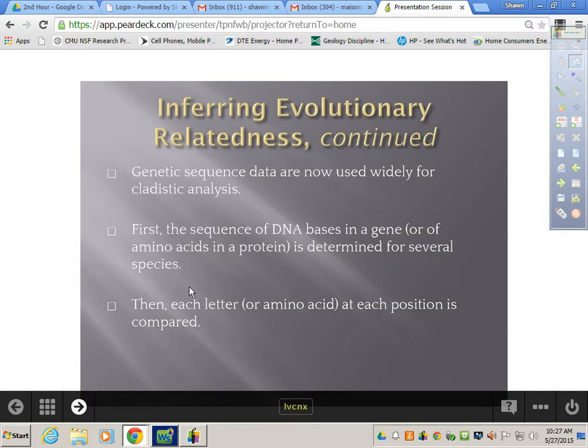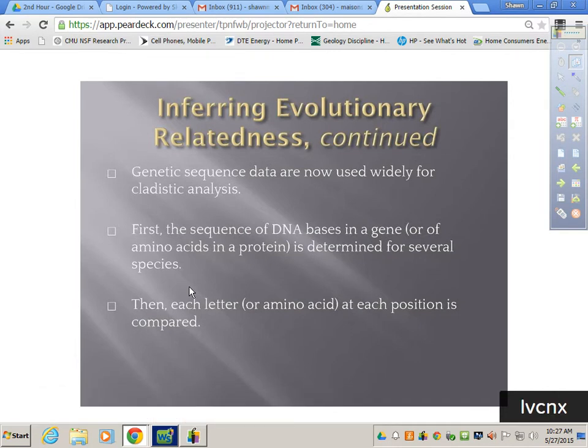So genetic sequence data are now used widely for cladistic analysis. First, the sequence of DNA based on a gene or several amino acids in a protein is determined for the different species. And then each letter or amino acid at each position is going to be compared to the other. So now I can compare the amino acid sequence of a human to a gorilla to a chimpanzee to a monkey and see the relatedness. Or a tomato to a berry, or a tomato is a berry, to a blueberry or to a strawberry. You guys know a tomato is a berry, right? Okay.